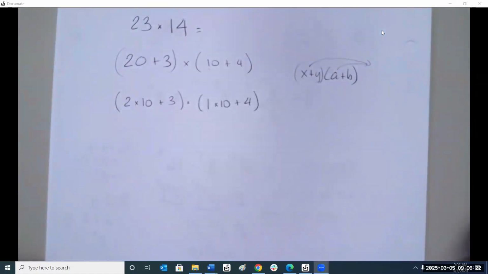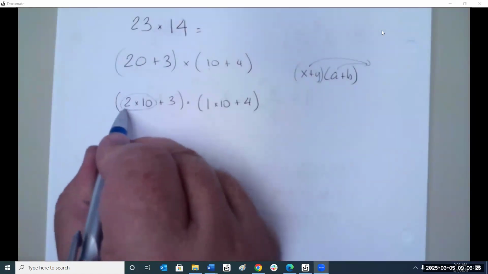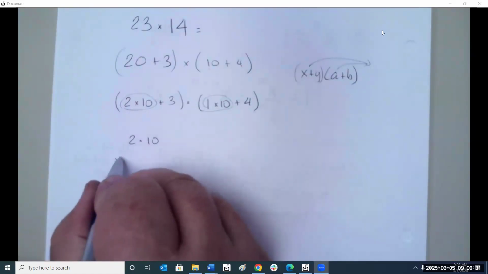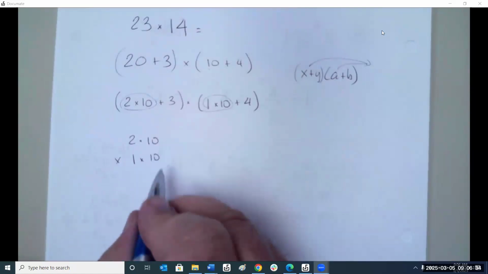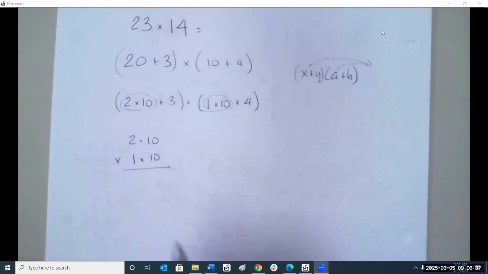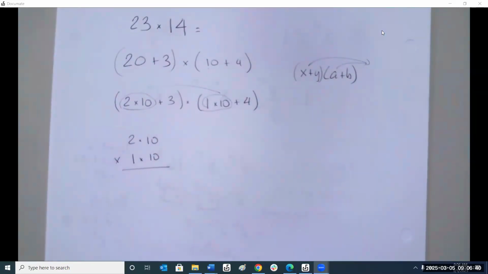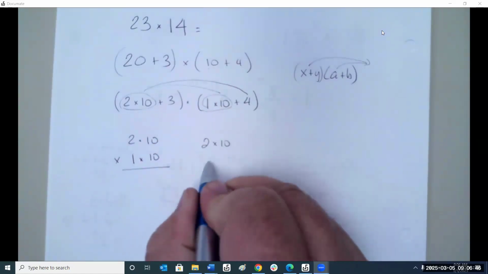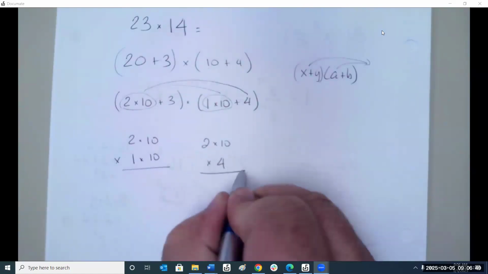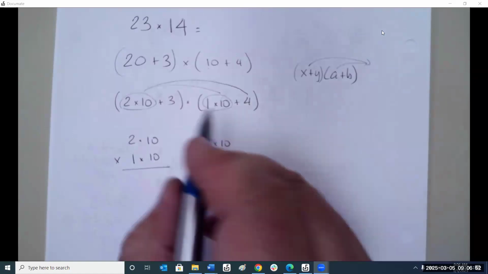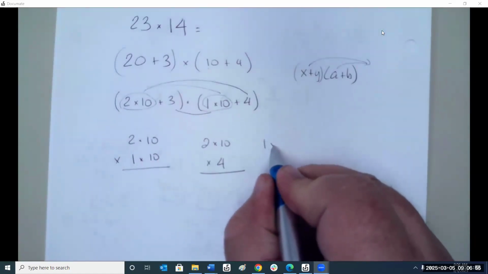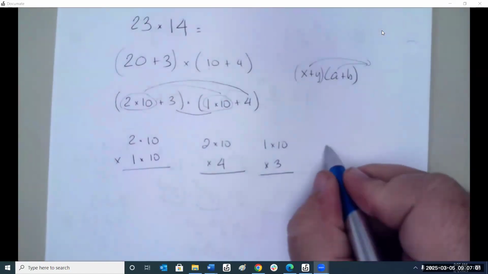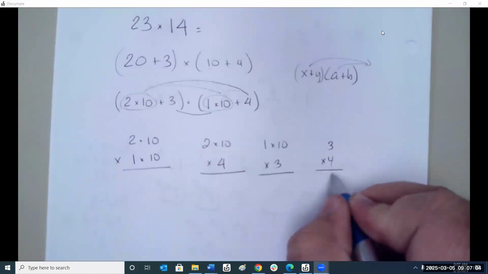The foiling technique. So here we have 2 times 10 times 1 times 10. That's this first set. Then we have 2 times 10 times 4. 1 times 10 times 3. And then 3 times 4.